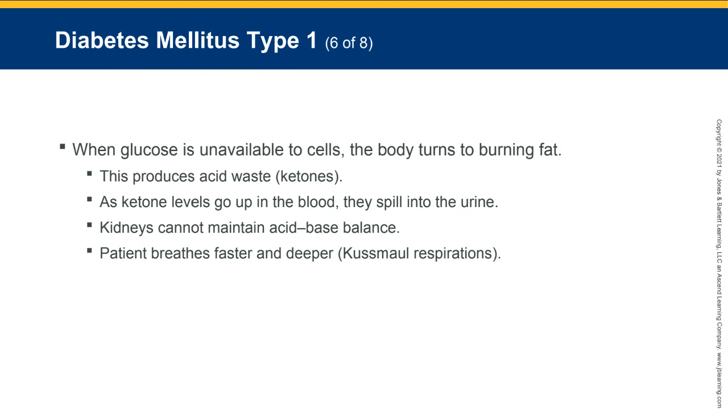So the extreme measure that it's going to take is it's going to start to break down fat in the body for energy. And when the body starts to break down fat, we start to get acid waste known as ketones. As ketone levels go up in the blood, they start to spill into the urine, and the kidneys cannot maintain acid-base balance. So the body starts to develop acidosis, diabetic ketoacidosis. These patients will start to breathe faster and deeper. We call it Kussmaul respiration.